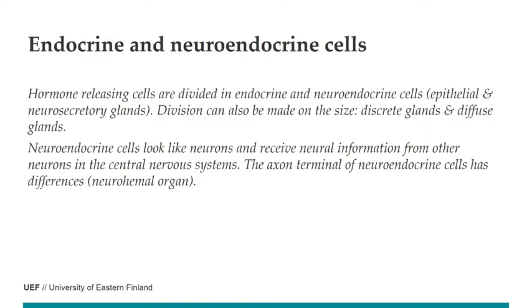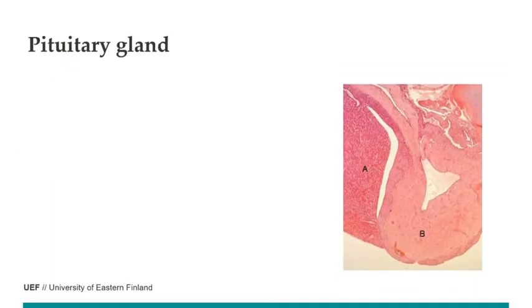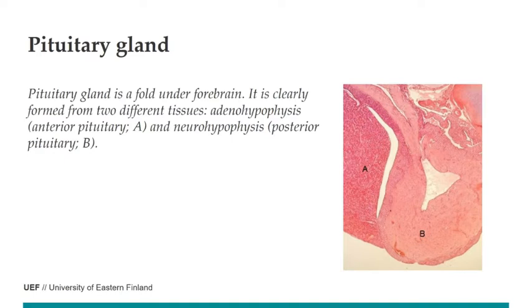And the best place to find these neuroendocrine cells is, of course, the pituitary gland. The pituitary gland is quite easy to find in the brain. It's there, folded under the forebrain. And if you take a microscope picture of that, you can see clearly that it's formed from two different tissues. There's the anterior pituitary that is closer to your eyes in your head, and then there's the posterior pituitary that is a little bit at the back.